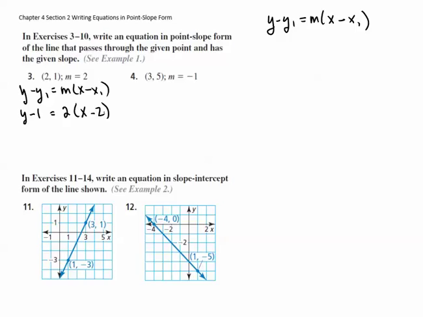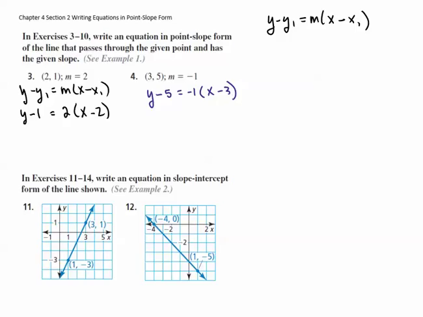Write the equation in point slope form. Next one. We have y minus y1, which is 5, is equal to negative 1 times x minus 3. So that's all we're asked to do here, which is to write the equation in point slope form.